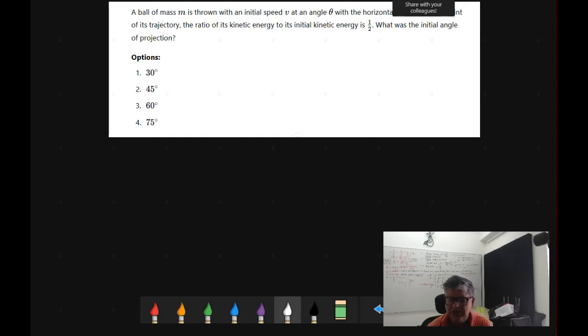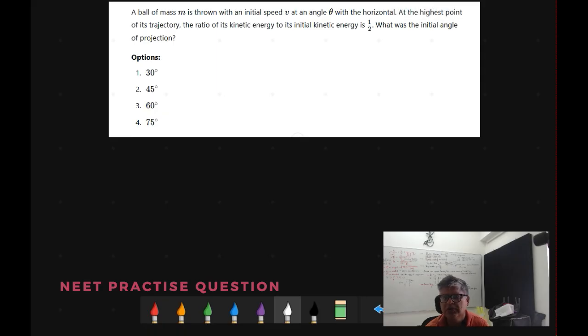From projectile motion, and let's read the question first. Okay, so the question says that a ball of mass m is thrown with an initial velocity of v at an angle theta. At the highest point of its trajectory, the ratio of the kinetic energy to its initial kinetic energy is half.